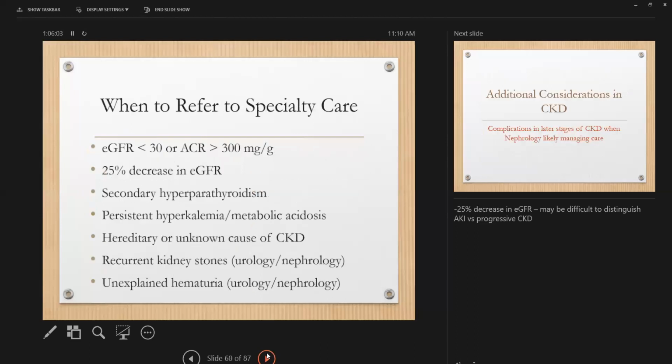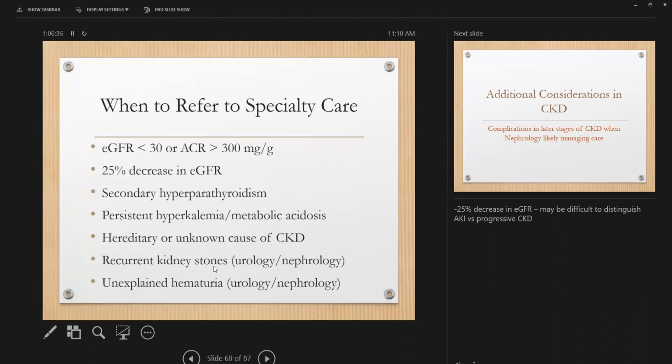So when do you refer for specialty care? The GFR under 30, ACR above 300, a 25% decrease in their GFR from the time before. If you find out they've got hyperparathyroidism, persistent hyperkalemia that you correct and it doesn't correct, it keeps returning, that's telling you that something's off. Metabolic acidosis that you can't get corrected. Recurrent kidney stones that keep coming back and occluding.